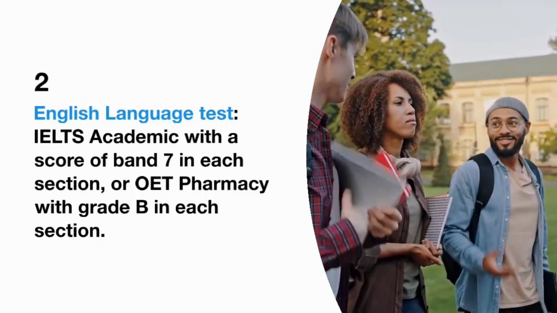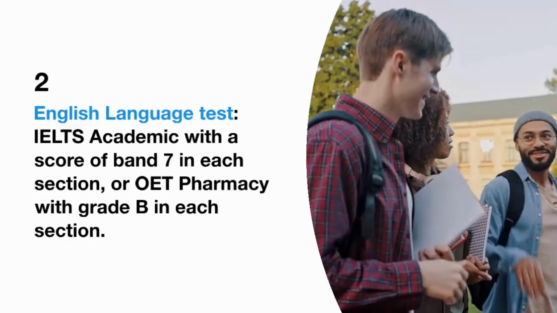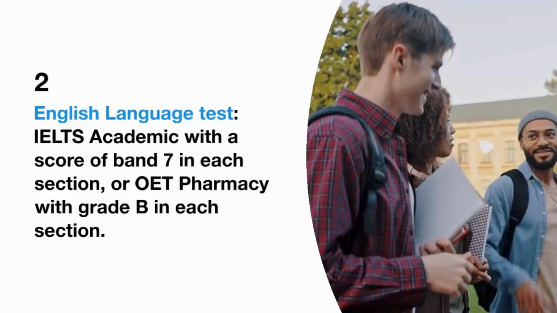Number 2 is the English language test. The English language test is basically divided into two options. It's up to the student's choice whether you attempt the IELTS test or the OET test. For the IELTS test, you have to score a band of 7 in each section, or for OET pharmacy, you have to get grade B in each section. Basically, it's an individual choice which type of English language test you choose.